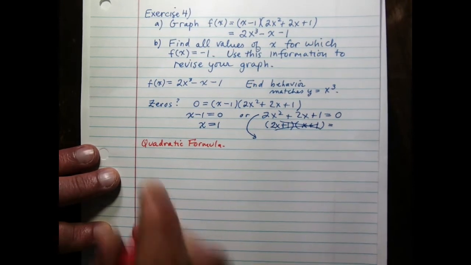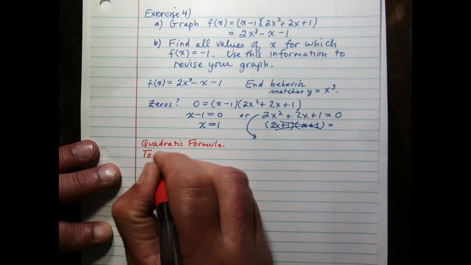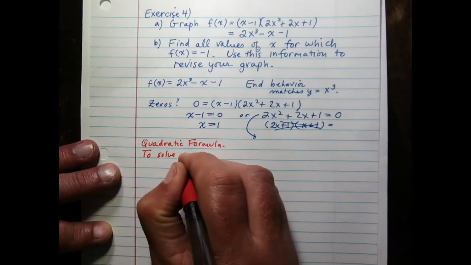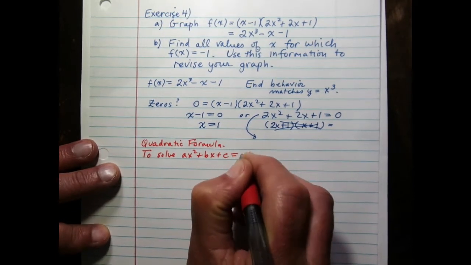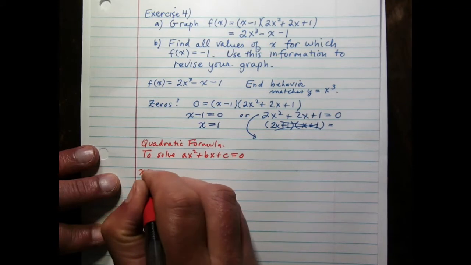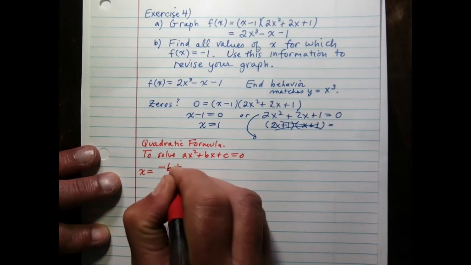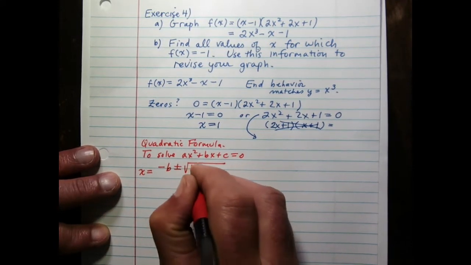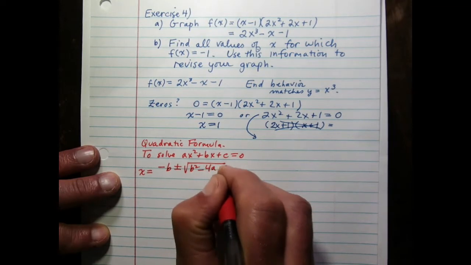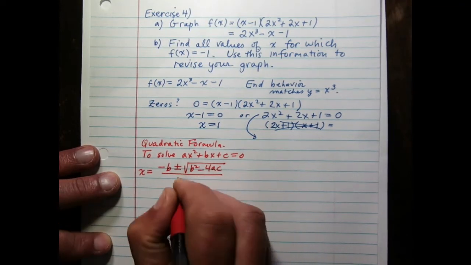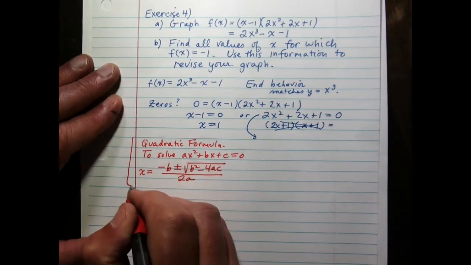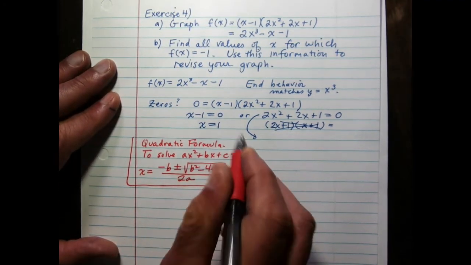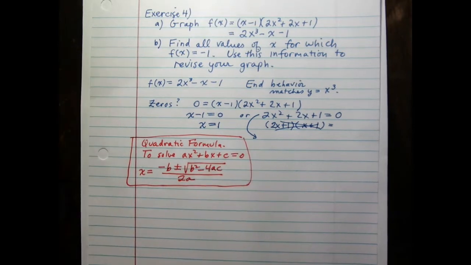Which you can use at any time. It's to solve ax squared plus bx plus c equals 0. What do we get? X is equal to negative b plus or minus radical b squared minus 4ac all over 2a. And so maybe we'll just put that in a little box on the side here.